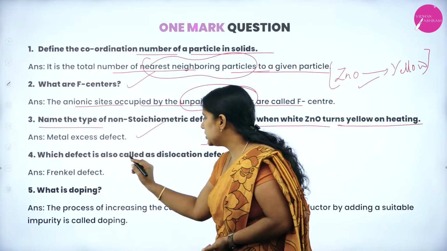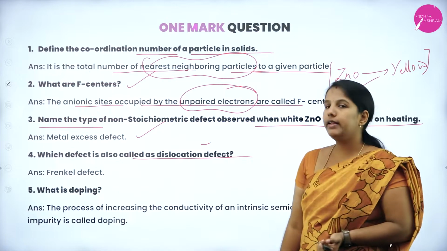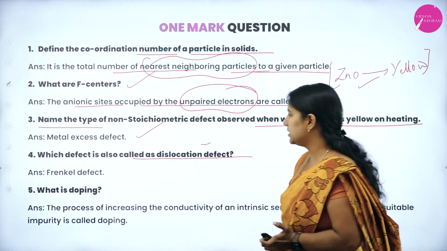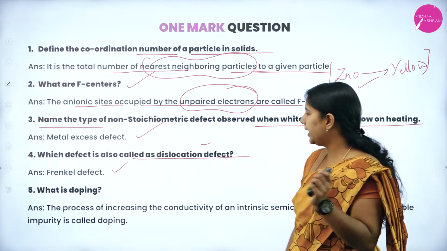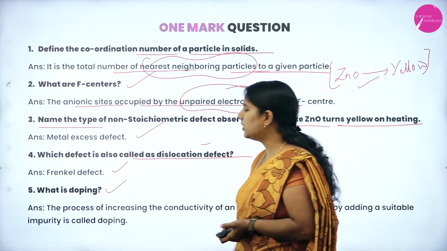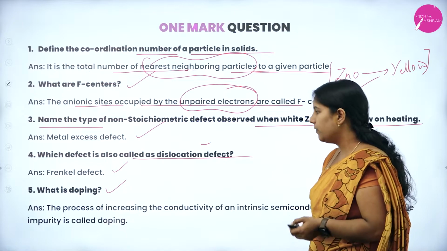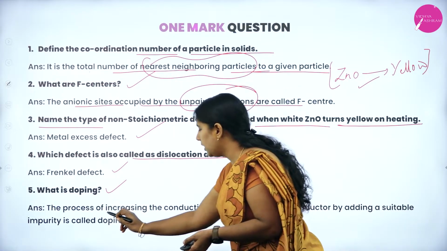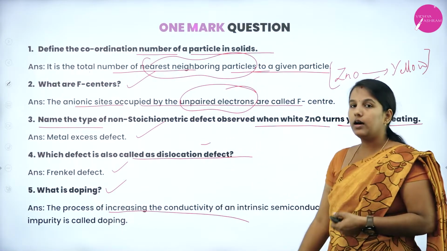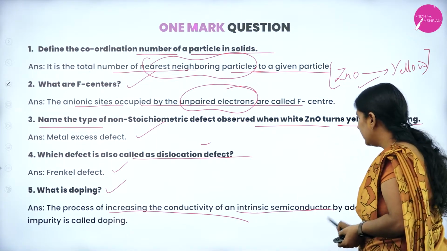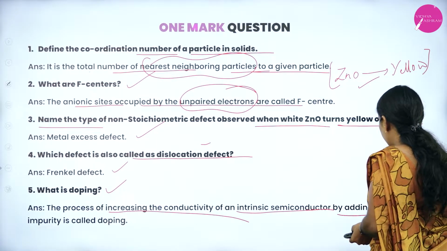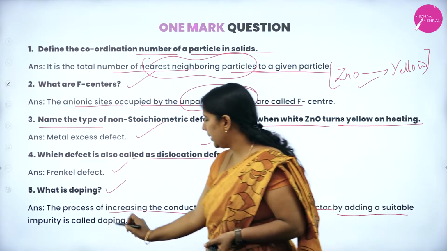Next, which defect is also called the dislocation defect? It is nothing but Frenkel defect. Next, what is doping? We all know that doping is the process of increasing the conductivity of an intrinsic semiconductor by adding suitable impurities.